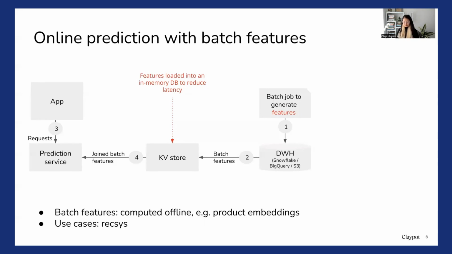Another setup is online predictions with batch features. In this case, predictions are made online, but using pre-computed features. For example, for recommender systems, you might want to pre-compute the product embeddings. You first generate the embeddings and load them into a key-value store for faster retrieval. Then when a user visits a site, you look at all the products the user has looked at recently, fetch the embeddings corresponding to those products, and use those pre-computed embeddings to make predictions on what items the user wants next. It's an extremely common setup.